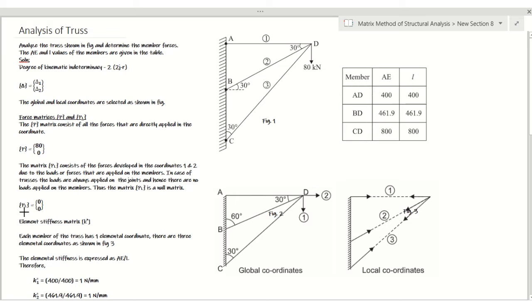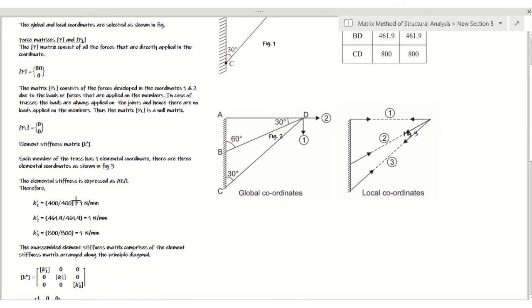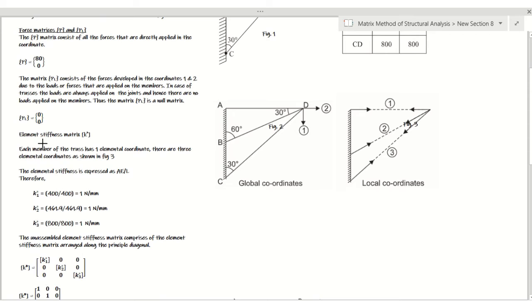So that will be PL will be 0, 0. So all the elements of this PL matrix will be 0. So that will be the force matrix what we have to write here. Now after this, coming to the element stiffness matrix.